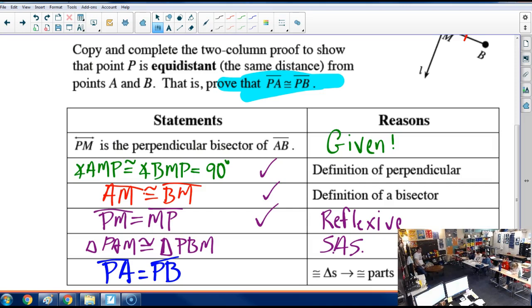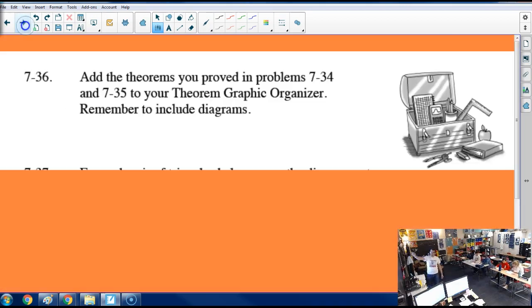Questions? Flip to the back for more two-column proof fun. When you get ASS congruency, you know something's wrong.